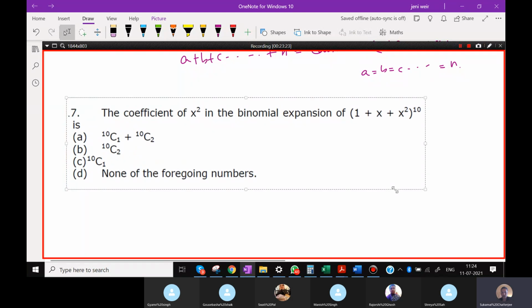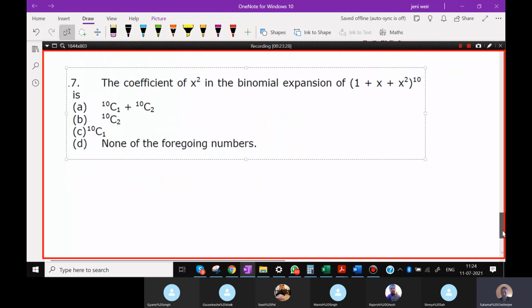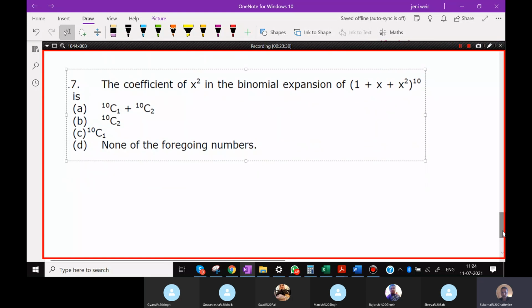So next one is the coefficient of x square in the binomial expansion of (1 plus x square) to the power 10.